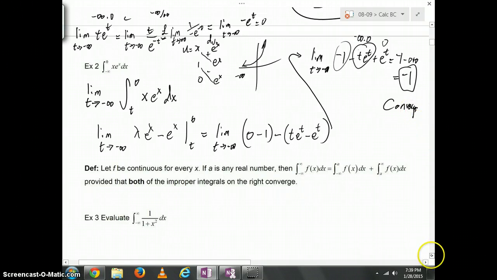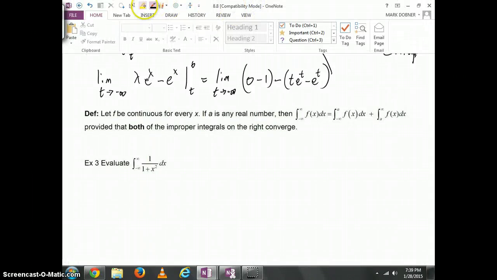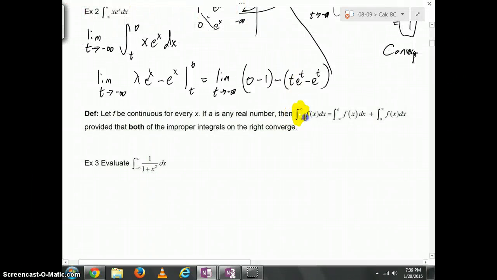Taking a look at this next problem, let's just say f is continuous for every x. But look at this next scenario. What if we're integrating from negative infinity to positive infinity? Well, there is a wonderful approach that we can do. Pick any real number, they're representing that with the letter a, and integrate from negative infinity to a, and add to that a to positive infinity. By breaking this into two improper integrals, you can now do the problem like we've done earlier.